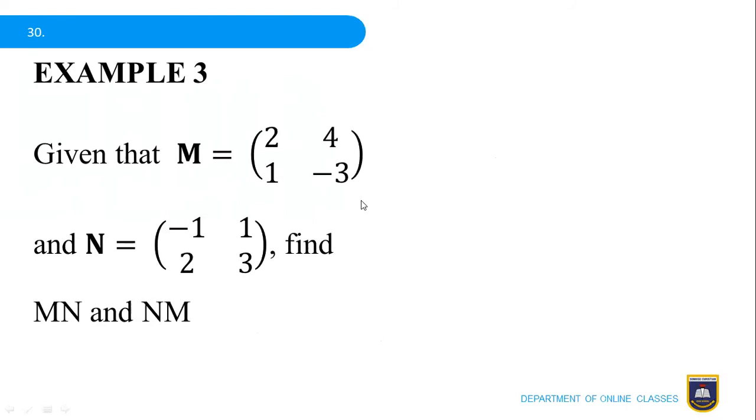Let's pick example number 3. Given that the matrix M equals [2, 4; 1, -3], and the matrix N equals [-1, 1; 2, 3], find MN and NM. Please, Dogbe, can you do justice to that? Find MN and NM. Try that quickly. You try the first one, which is MN.